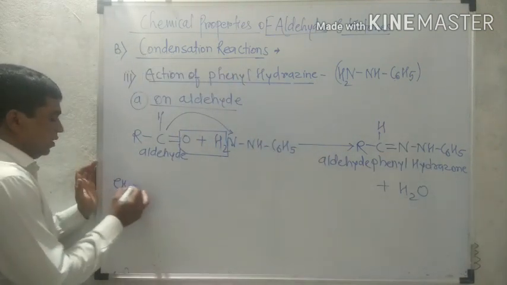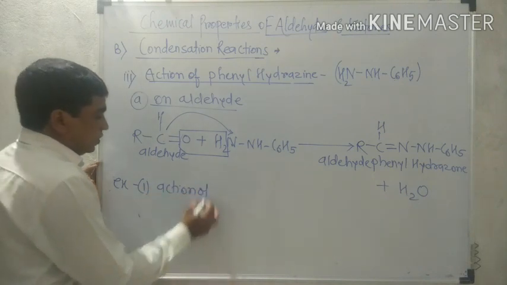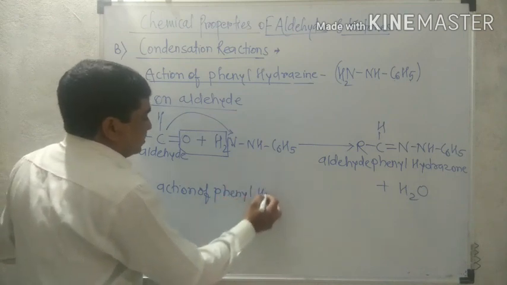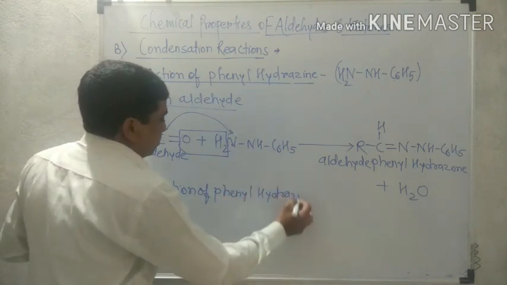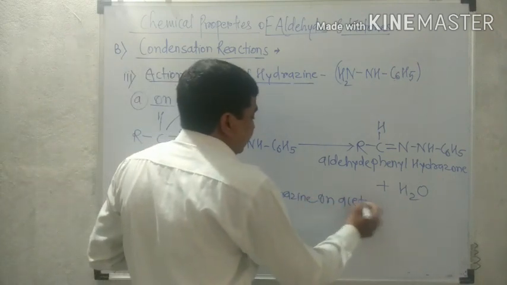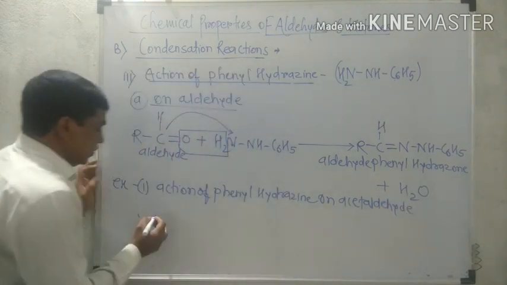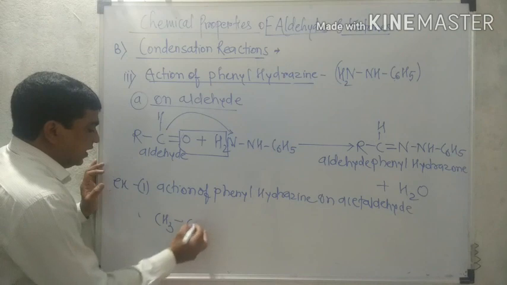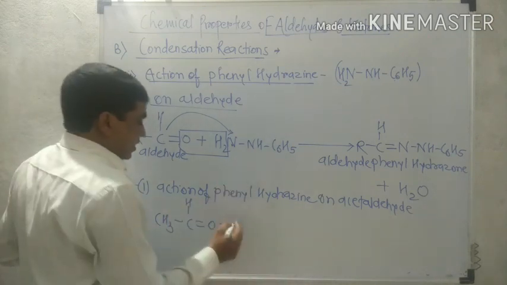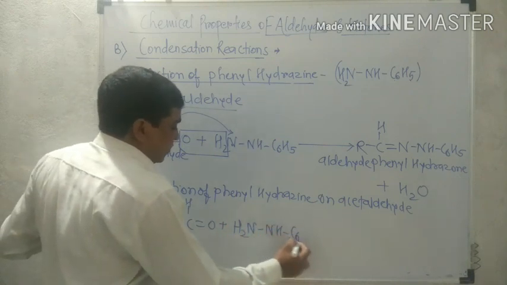For example, the action of phenylhydrazine on acetaldehyde. The example of aldehyde here is acetaldehyde. So what happens when acetaldehyde reacts with phenylhydrazine, NH2NHC6H5?